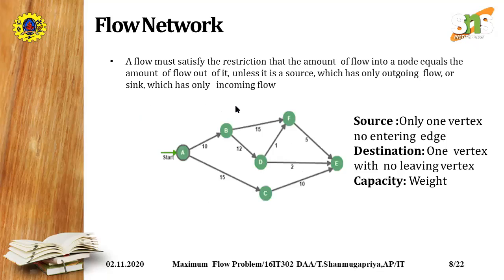A flow must satisfy the restriction that the amount of flow into a node equals the amount of flow out of it. For example, if I can pass only 10 here, I can't pass 12 using this edge A to B. I can pass 1, 2, 3, 4, up to 10, but you can't pass 11. To implement this, we have three different things: source, destination, and capacity. The starting vertex is called the source, and the ending vertex is called the destination. Capacity is the weight of an edge.